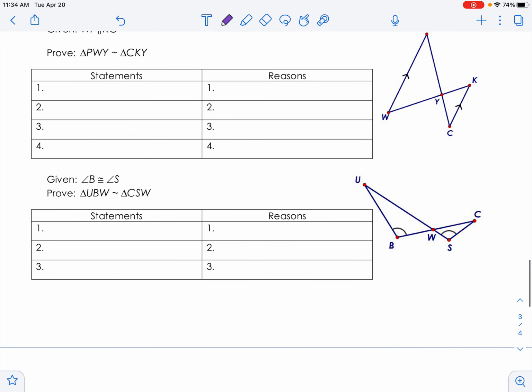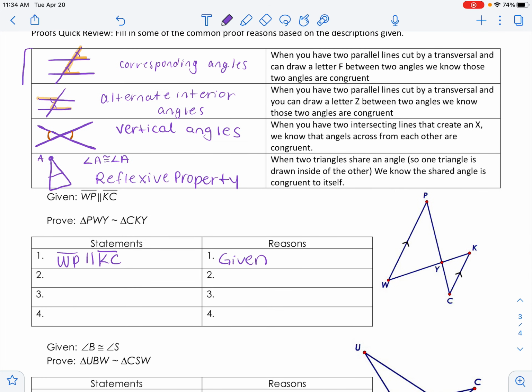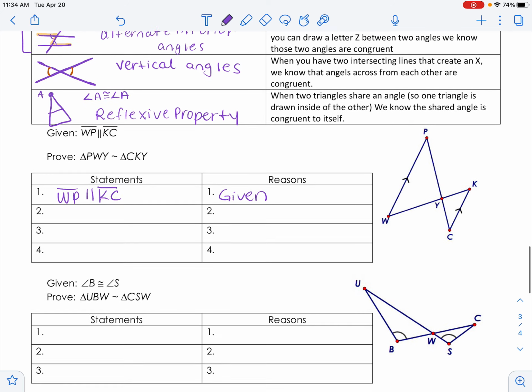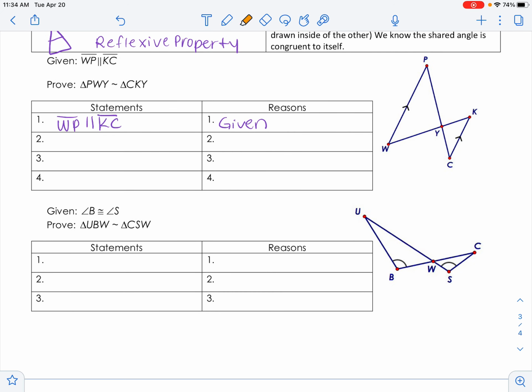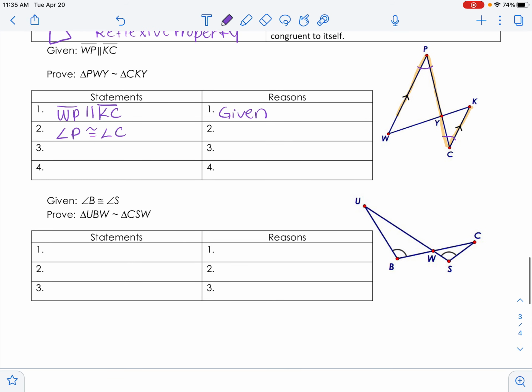All right, so let's apply these to the proofs then. In this example, we've got parallel lines. So I'm going to start with my given, as always. WP is parallel to KC because it's the given. And since they're parallel, we want to think about these first two options. Can I draw an F or a Z to create those relationships? And in this picture, I think I could draw the Z across right here, showing a pair of congruent angles. So I know that angle P is congruent to angle C. And if you don't remember, that Z was alternate interior angles. That's my reason.